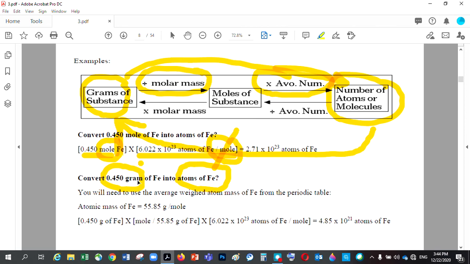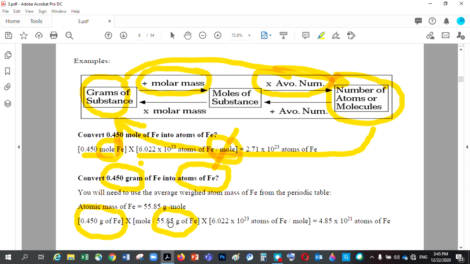So now I have the grams. I want to go to the atoms. I cannot get the number of atoms from the grams unless I go through the moles. So the first thing here, if you look, you need the atomic mass. Take the number of grams of iron. This is the first step here, correct? And then I'm dividing it by the atomic mass of iron.